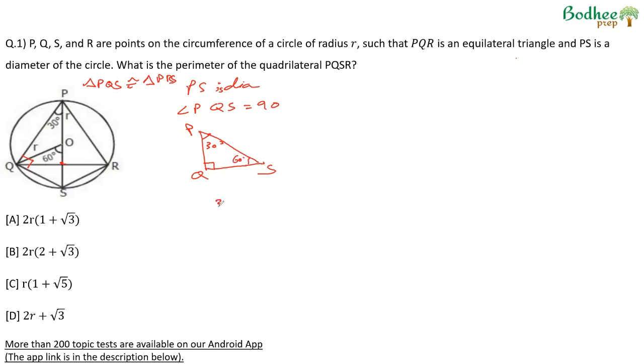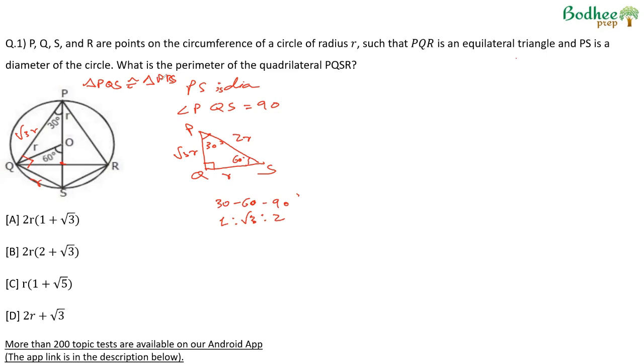Now, in a 30, 60, 90 triangle, the ratio of sides opposite to these angles is 1 is to root 3 is to 2. This is the standard for the 30, 60, 90 triangle. We know that the length of PS, the diameter, is 2r. Therefore, the side opposite 30 degrees should be half of that, which is r, and the side opposite 60 degrees should be root 3 times r. So PQ is root 3r, QS is r.